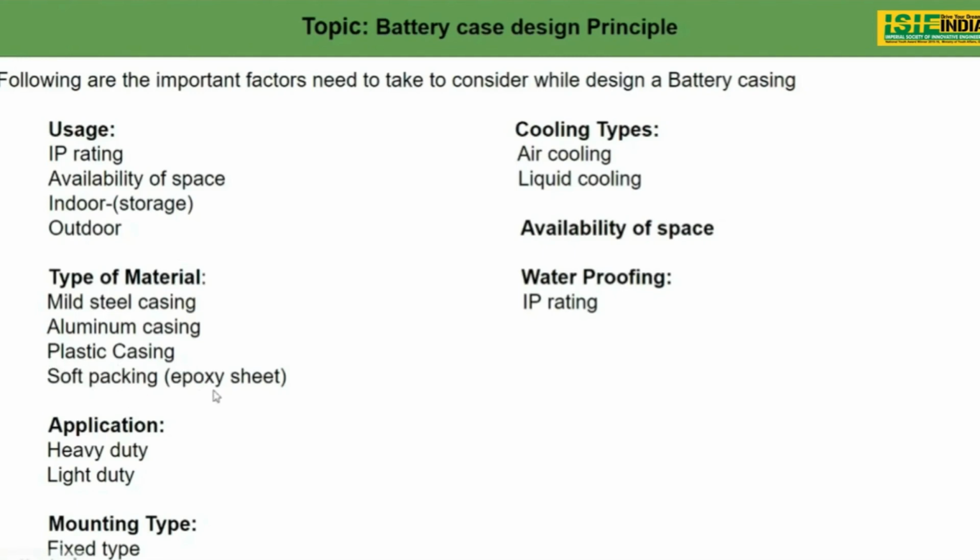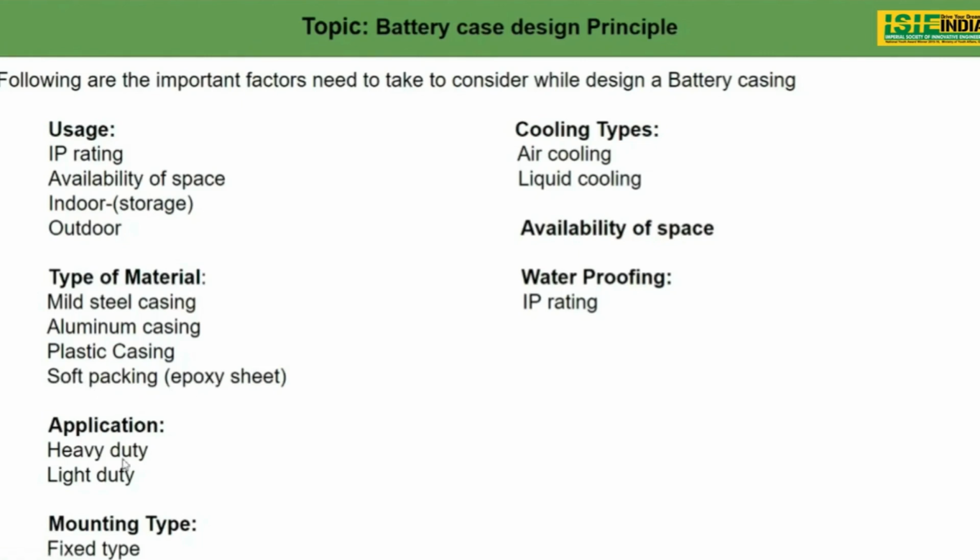And the soft casing is nothing but an epoxy sheet. The battery pack is covered in an epoxy sheet. It is a rarely used packing, mostly in solar street lights or home applications. It is neither waterproof nor dustproof, but we can use it for indoor packing.